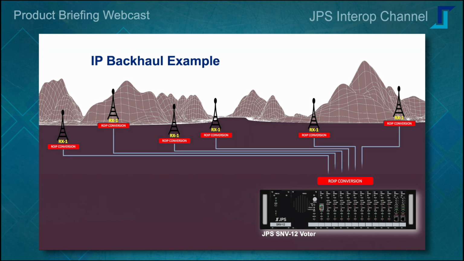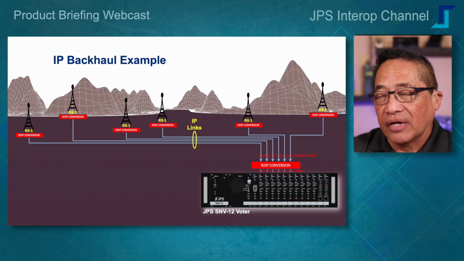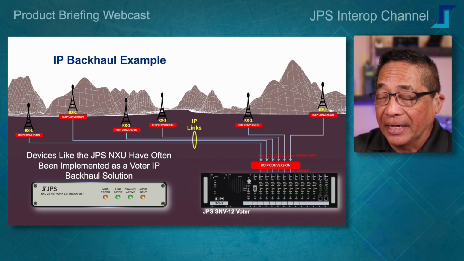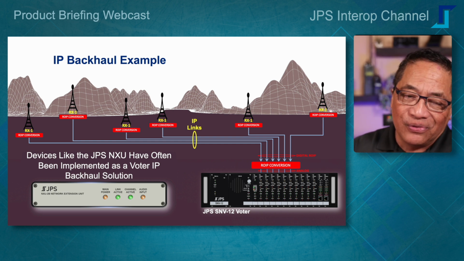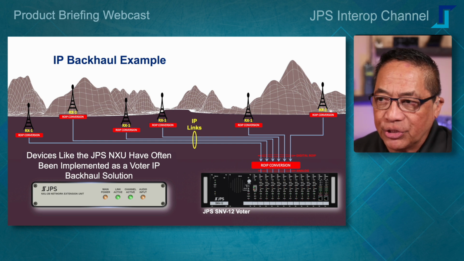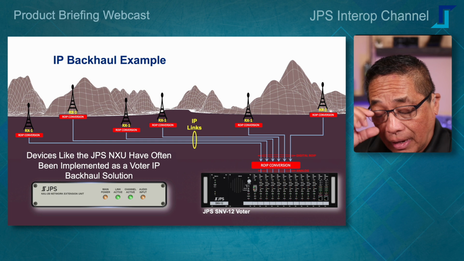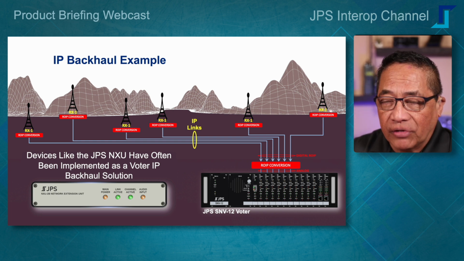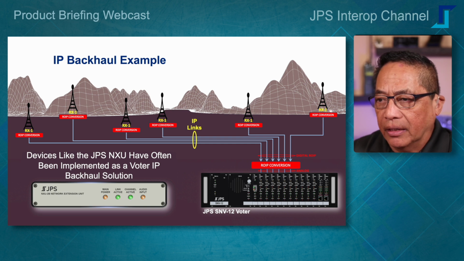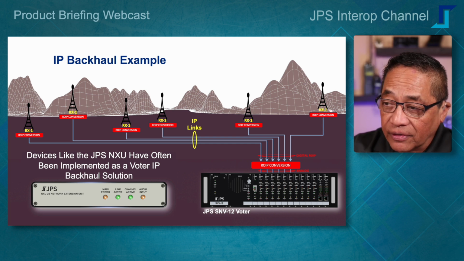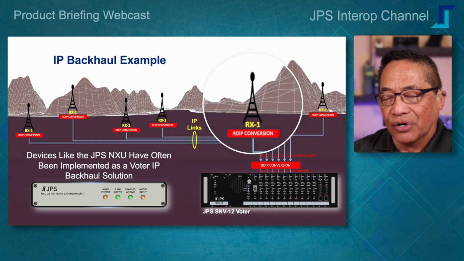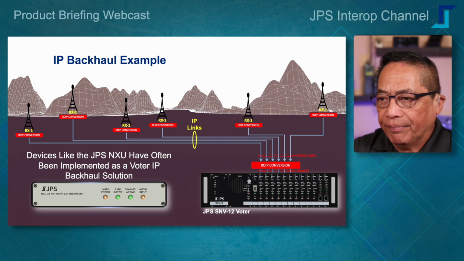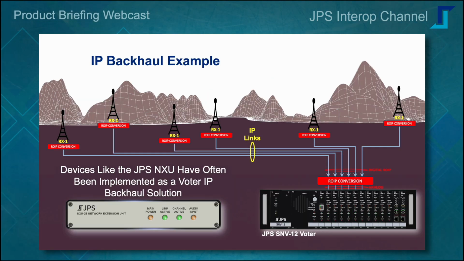In an IP backhaul example, this is how our customers deployed IP backhaul many years ago, 20 years ago, when the NXU2 and the NXU2A were available from JPS. A lot of smart people thought, maybe I'll take a device like the NXU or a third-party device that can convert analog audio into RoIP data. I can deploy one at my receiver sites, and then deploy a RoIP conversion device like an NXU at the head end voter, and now I can take advantage of IP networks, which is a great idea.